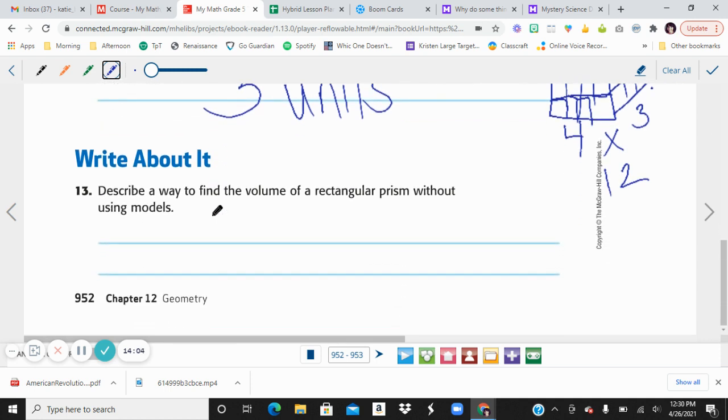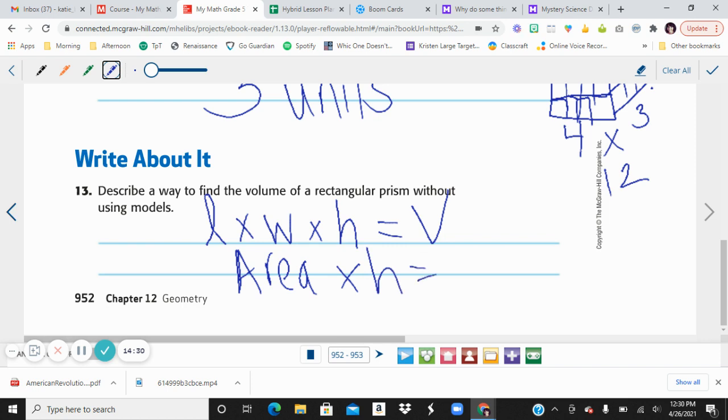Describe a way to find the volume of a rectangular prism without using models. Well, this is the formula. Length times width times height equals volume. So you can write that formula down. That will always give you the volume. If you know the area of the base, you can multiply it times the height to also give you the volume. Because remember, length times width is the area. You can use either one.